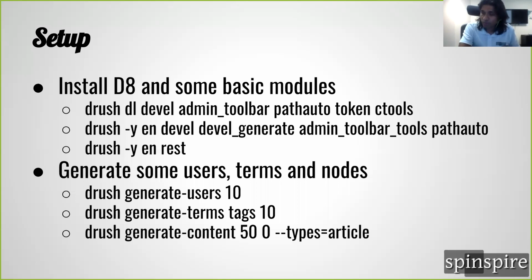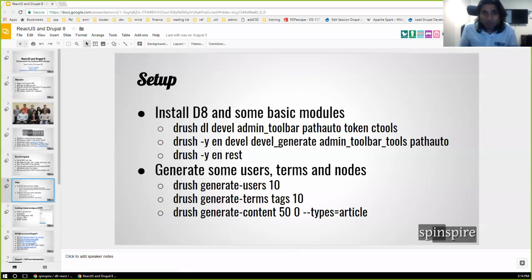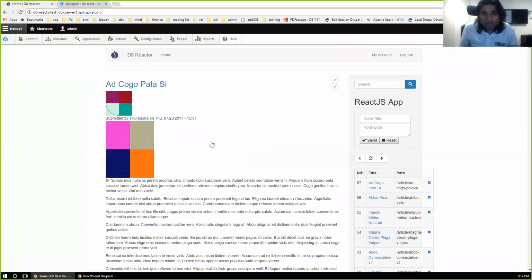Most of us, mere mortals, would require another module known as REST_UI. That is not in core, so you will have to download it. So download REST_UI and enable it. Generate some dummy content. And after that, you will have a site like this. So this is my demo site.